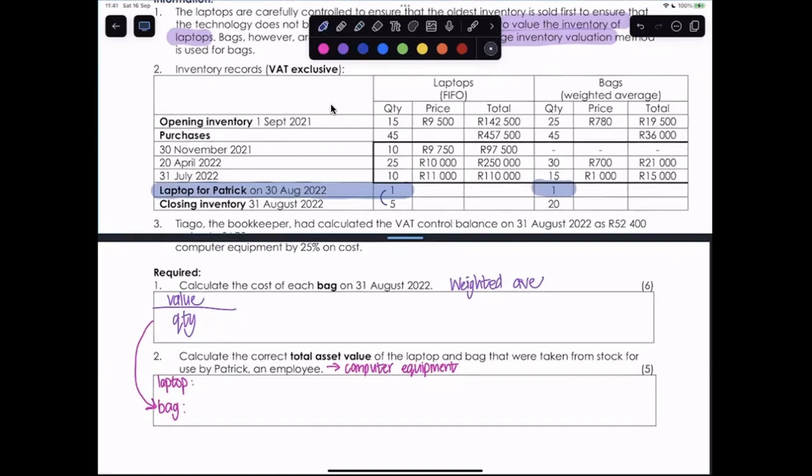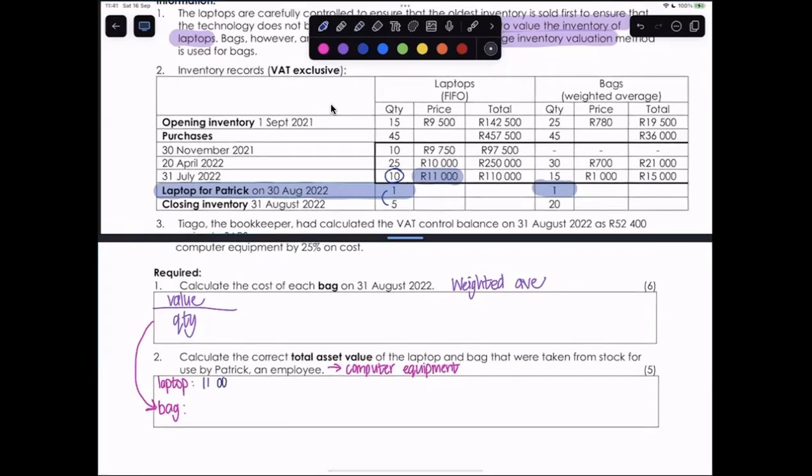So the closing inventory would obviously have been after the laptop, but all the last stuff that is in the business would have come from the last purchase because it's using FIFO. So it would have come out of those 10 that were purchased at the end. In other words, the value of the laptop would have been 11,000. So over here, you can put it for number 2, the 11,000, which is the FIFO cost.